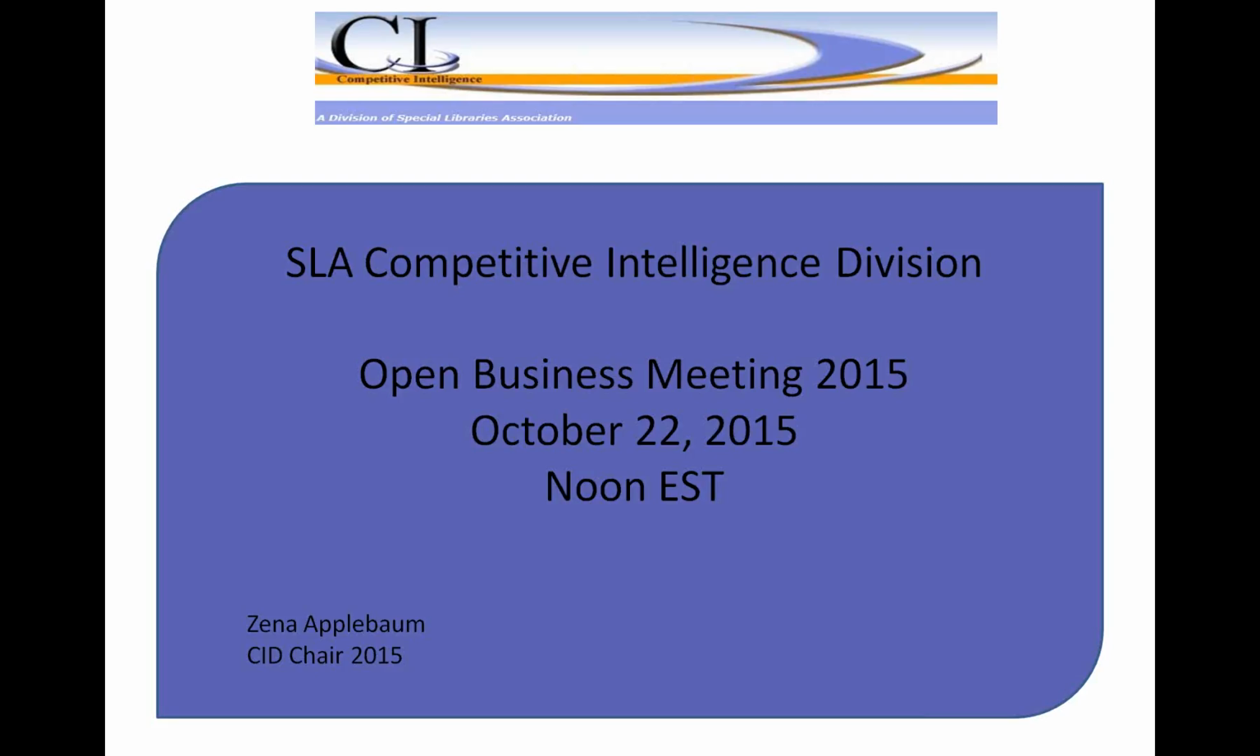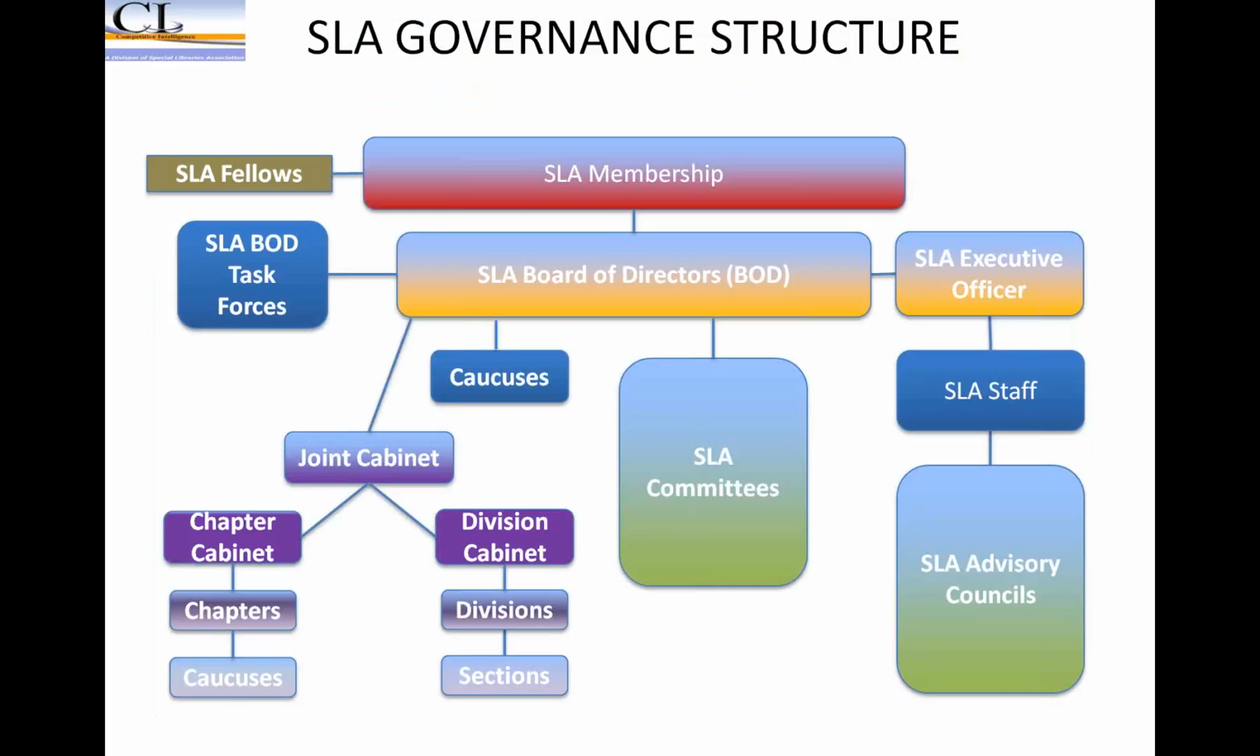So I am Zena Applebaum, Chair of the CI Division for 2015. For those of you that are unfamiliar with how SLA generally works, I thought it was a good idea to put up a slide here on the SLA Governance Structure. Many of us know that we're part of this division, but may not understand how that filters into the bigger, broader picture of SLA. And so there is the SLA Board of Directors and their executive officers. There are staff in the SLA office, and then there are various divisions and cabinets. And of course, the CID is one of the divisions, and there are also chapters that are local. And we filter through all of that. So many of you will be members of multiple divisions as well as chapters.